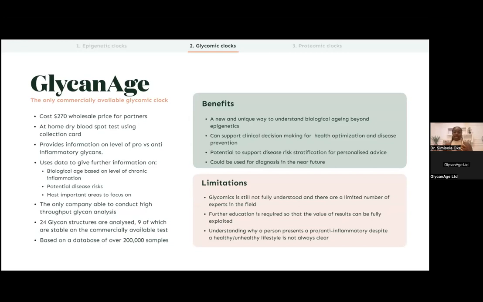Ultimately, it uses the data that we collect to give information about biological age based on the level of chronic inflammation in the body. It looks at potential disease risks as well, and also the most important areas to focus on to avoid some of those disease risks that an individual might have.